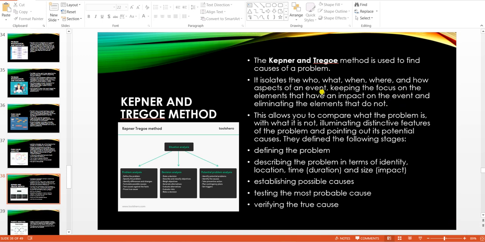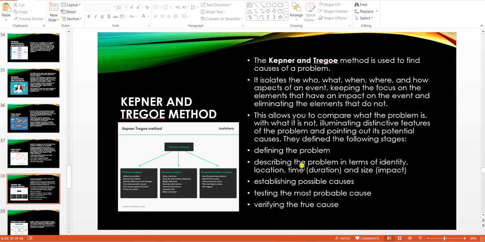It is used to find the cause of the problem. It isolates the who, what, when, where, and how aspects of an event, keeping the focus on the elements that have an impact on the event and eliminating the elements that do not. And also, it allows you to compare what the problem is with what it is not, illuminating distinctive features of the problem and pointing out its potential cause.